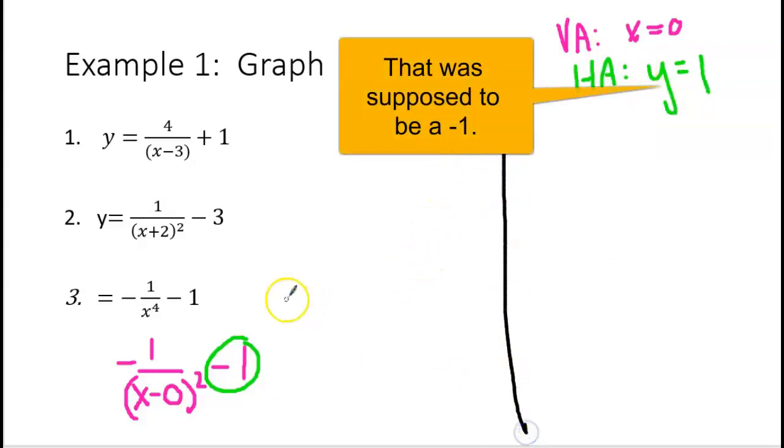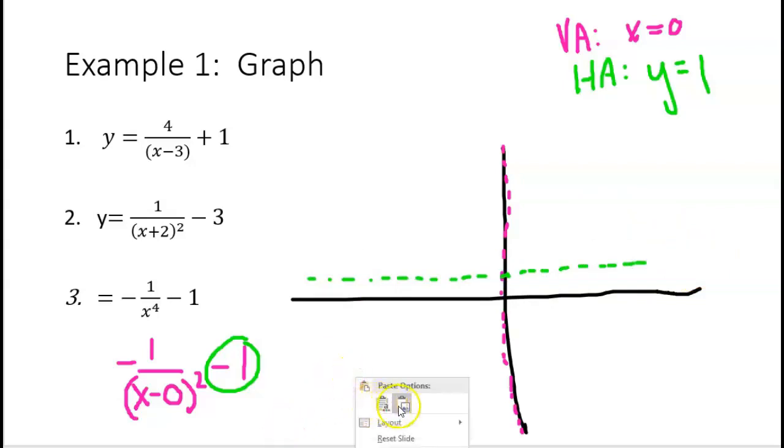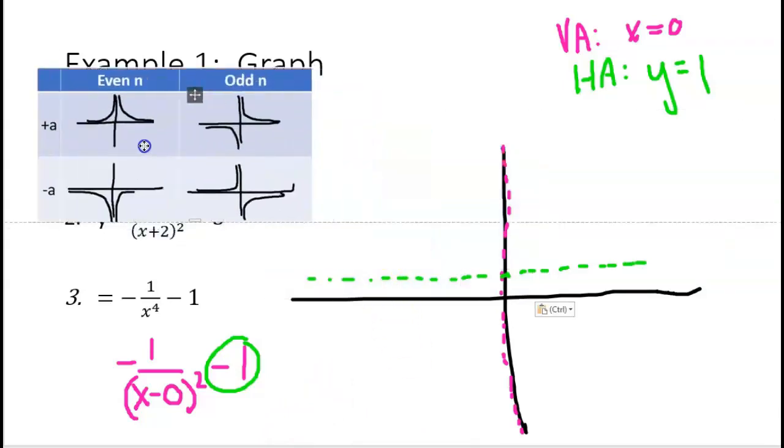So let's go ahead and graph those first. If you have a vertical asymptote at 0, that's just going to be basically the y-axis, x equals 0. And if we have a horizontal asymptote at 1, finally, we're going to use our little chart to determine what shape is the correct shape.